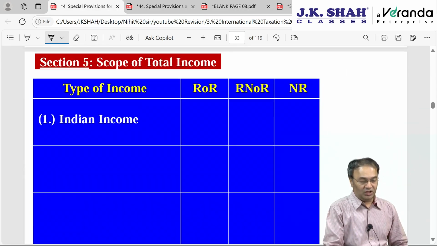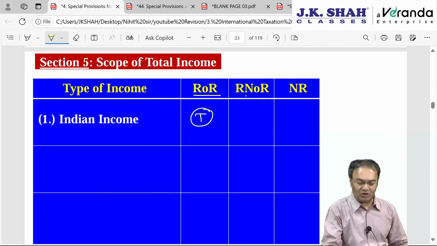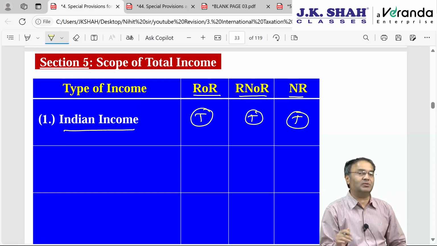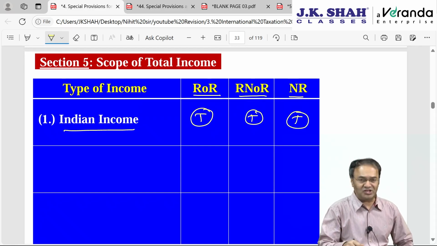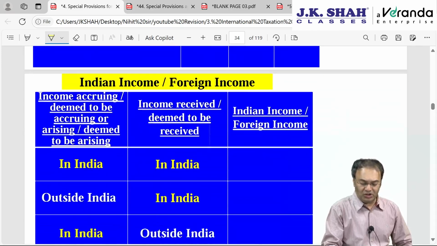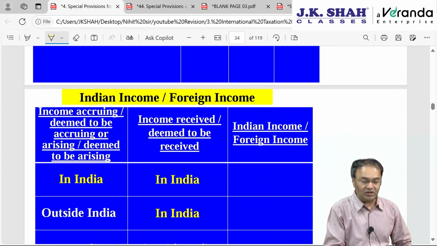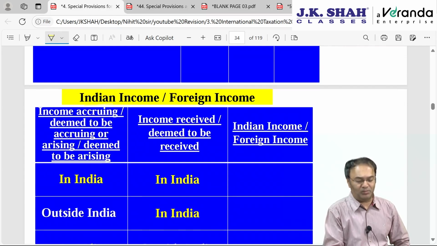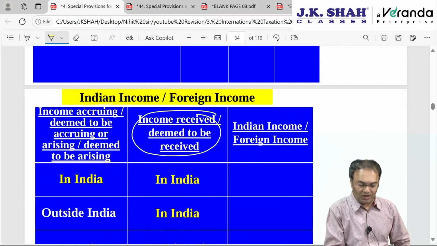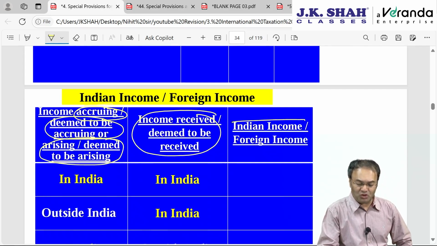Okay, so now income can be Indian income or can be foreign income. If it is Indian income, no friends, then it is taxable for all of them. Whether the person is RoR, RNOR or NR, it will be taxable, taxable, taxable. Indian income is always taxable in India because it is accrued in India or arisen in India. What do you mean by Indian income? Whether a given income is Indian income or foreign income will depend upon place of receipt and place of accrual. It's accruing or deemed to be accruing, or arising or deemed to be arising in India, or received or deemed to be received in India. Based on that, we will decide whether a given income is Indian income or a foreign income.